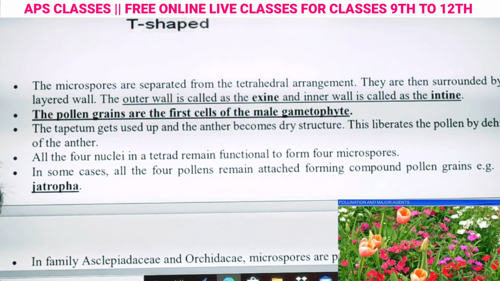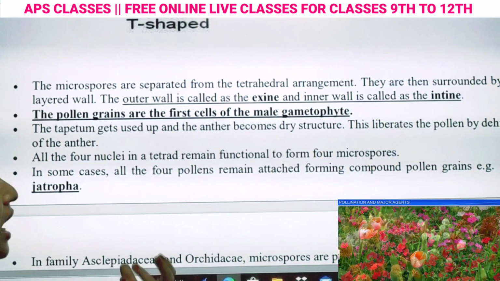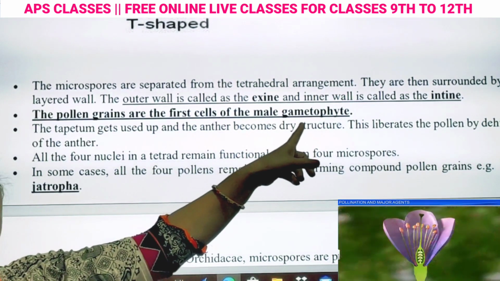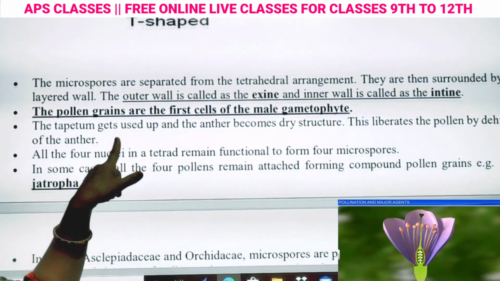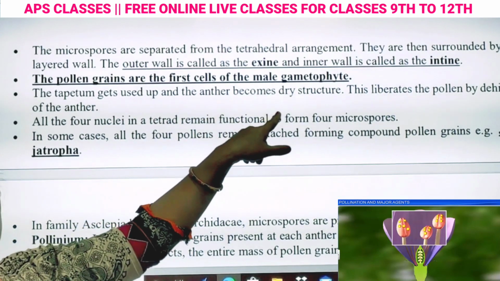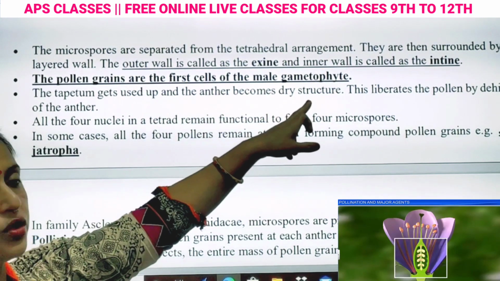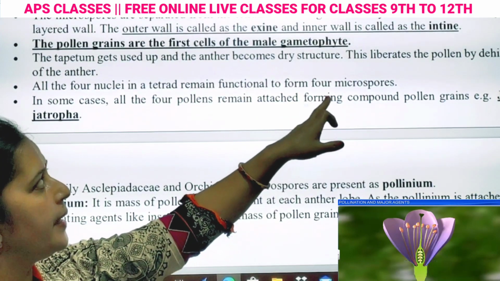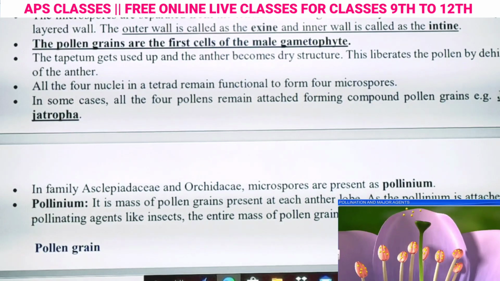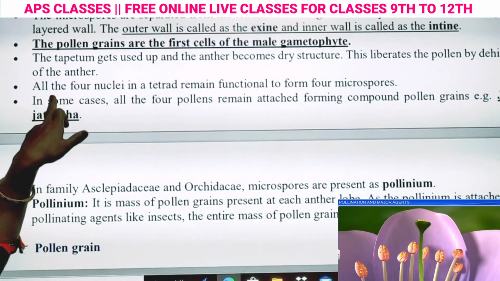अब जो हमारी pollen grains develop हो चुकी हैं, grow हो चुकी हैं, that means pollen grains are the first cells. अब वो first cell बने किस चीज के, male gametophyte के. Tapetum gets used up. अब tapetum को use up किया जाएगा and the anther becomes dry structure. Tapetum को जैसे ही use करेंगे, use करने के बाद जो anther होंगे उनका structure dry हो जाएगा. This liberates the pollen by digestion of the anther. उसके बाद वो pollen को liberate करेंगे by the process of digestion of the anther.